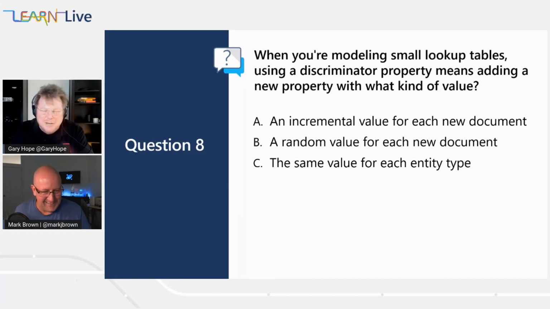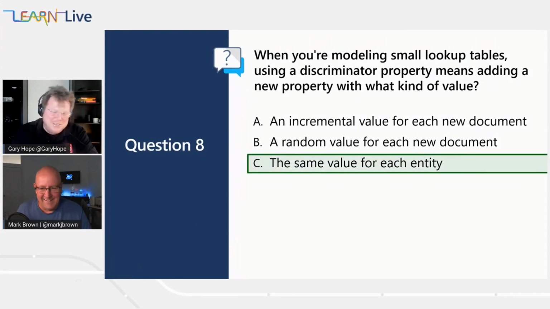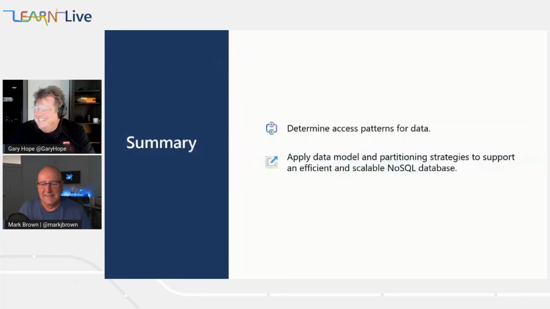How would I know what I'm looking up, right? I don't know. It's a guess. It's meant to challenge you, Gary. So I think this one is by process of elimination. If you didn't even understand anything else, the same value for each entity. I love these questions. We're meant to set you up for success, right?